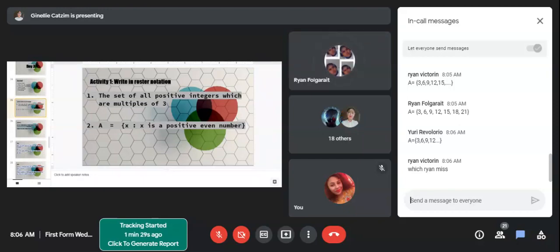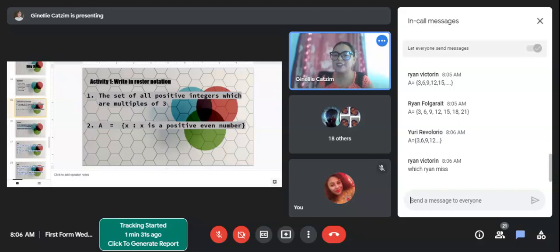Miss Folgarite. Okay. Just take a little note that the set is infinite, so you need to have your recurring dots, okay? Apart from that, that's a good set in roster notation. Now for number 2, what would we see?